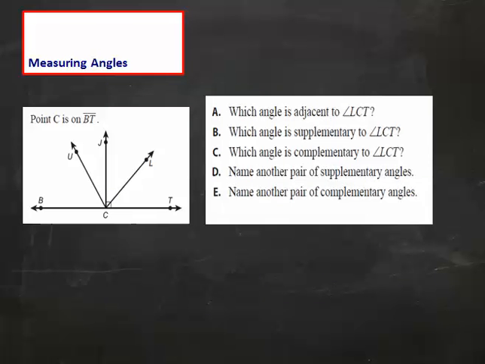Okay, the last example that we're going to run through says angle measures. So we're going to find each of the following. I'm going to start with blue. It says which angle is adjacent to LCT. So I'm going to highlight LCT. Remember, adjacent angles have to have a common vertex. So here's a common vertex and a common line segment, CL. The only other angle that has that vertex and that common line segment would be JCL.